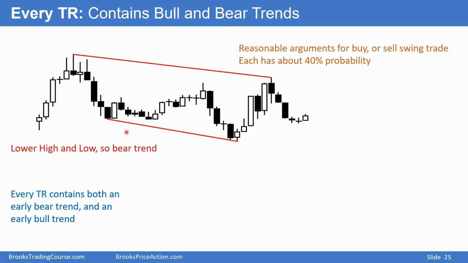Lower highs, lower lows, bear trend. Higher highs, higher lows, bull trend, but a trading range. And that's the case with all trading ranges. There's always both the early stages of a bull trend and the early stages of a bear trend. And anytime you have a decent signal, like a high two buy here, 40% chance it's the start of a swing up. A decent sell signal, micro double top here, lower high, decent bear bar, 40% chance it's the start of a swing down.